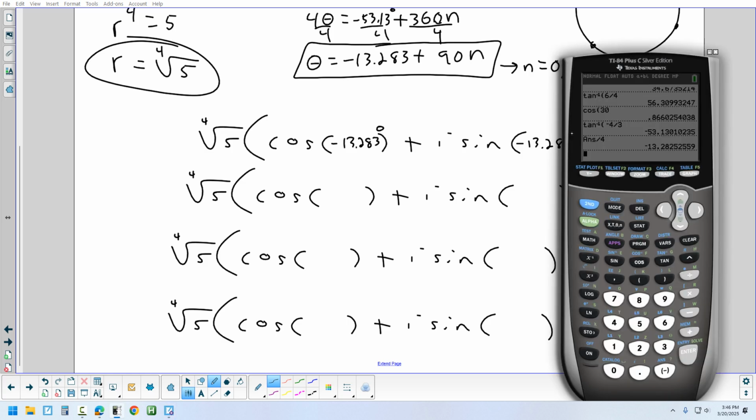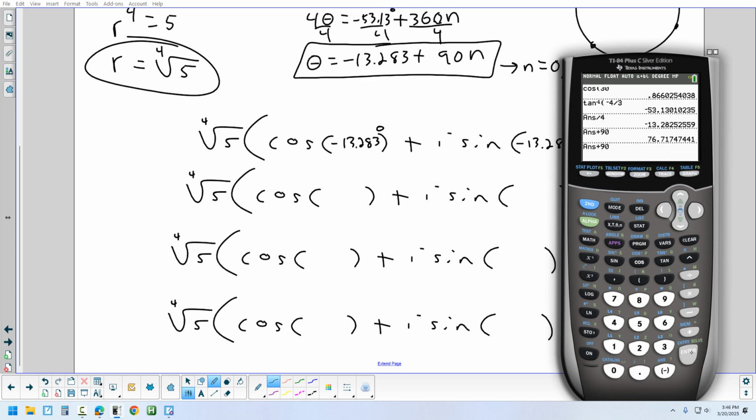So your next angle is going to be 76.717. Your next angle is going to be 166.717. And your last angle is going to be 256.717. Now, if you did it again, what would happen is you would get a repeat. Like, wait a minute, what's 346 a repeat of? That's a repeat of negative 13, because if you subtract 360 from that, that's the angle we started with. Okay? So those are your next 3 answers.